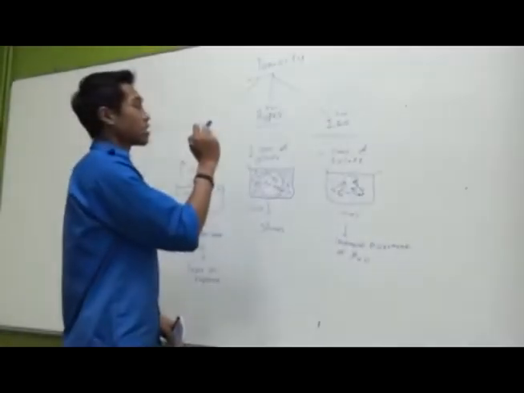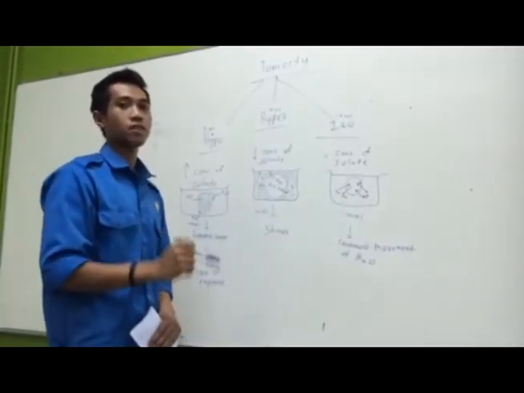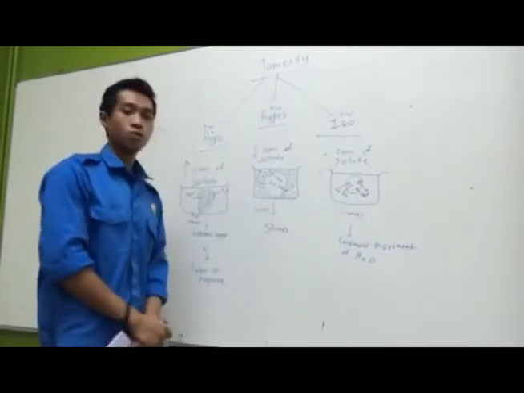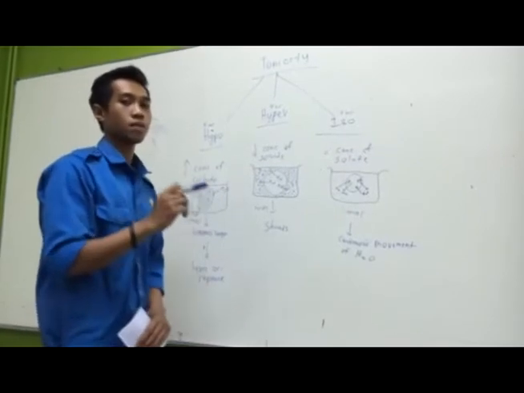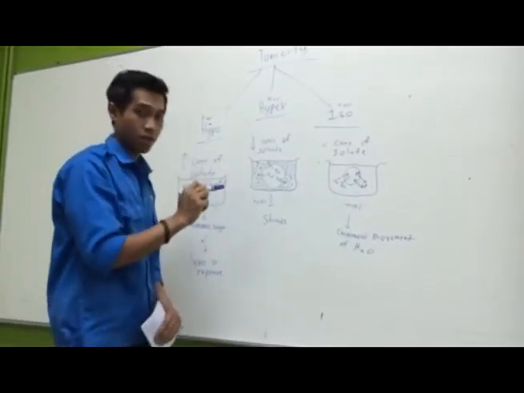If the solution is hypertonic, the concentration of solute outside of the cell is higher than inside of the cell. So, water molecules from inside of the cell go out of the cell to the surrounding. As a result, the cell shrinks.